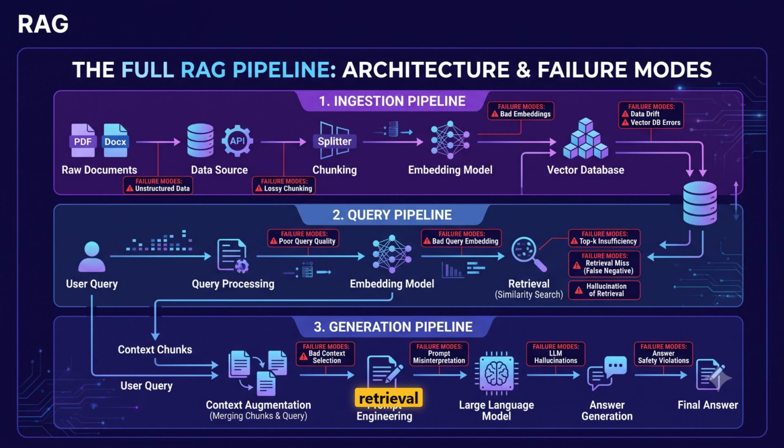Finally, trace that retrieval path down to the number 3 panel, the generation pipeline. Those retrieved context chunks meet the original user query on the far left. The context augmentation component merges them, feeding the result into the prompt engineering block. This interface is often just a formatted text string.